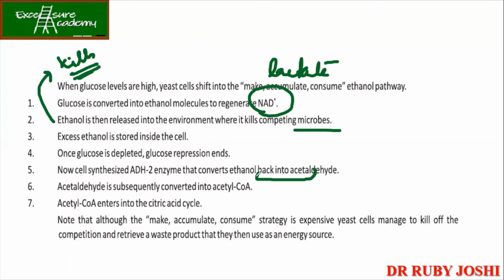Then acetaldehyde becomes acetyl CoA, then acetyl CoA enters the TCA cycle. Okay? So guys, now you understand why it is said that this is an evolutionary competitive mechanism. Why is it called an evolutionary competitive mechanism?